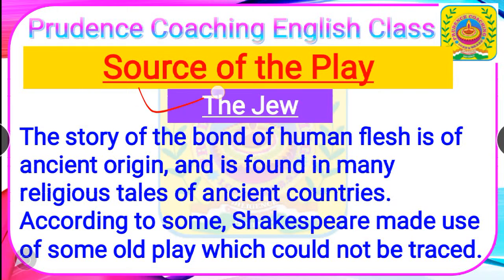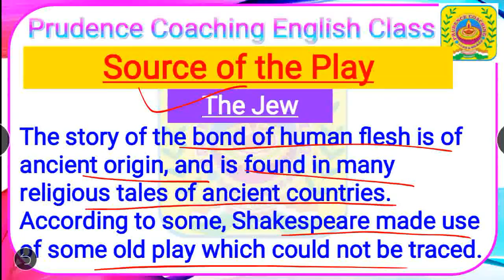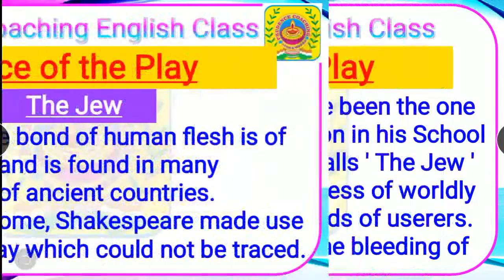Number 1. The Jew. The story of the bond of human flesh is of ancient origin and is found in many religious tales of ancient countries. According to some, Shakespeare made use of some old plays which could never be traced.